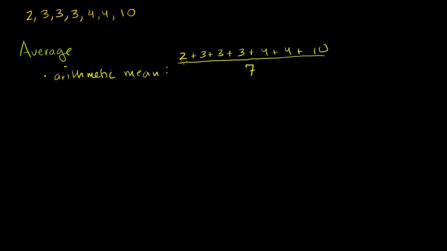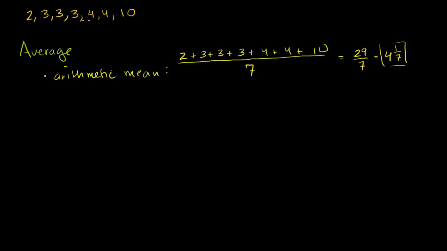And what is this equal to? This is 2 plus 9, which is 11, plus 8, which is 19, plus 10, which is 29. So this is going to be equal to 29 over 7, or you could say it's equal to 4 and 1/7. If I got my calculator out, we could figure out the decimal of this. But this is a representation of the central tendency, or the middle of these numbers.